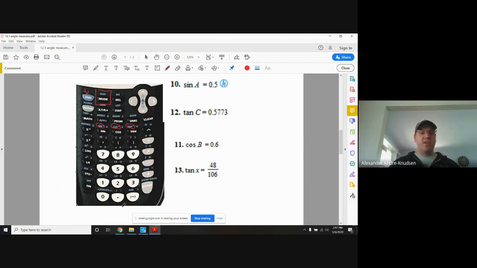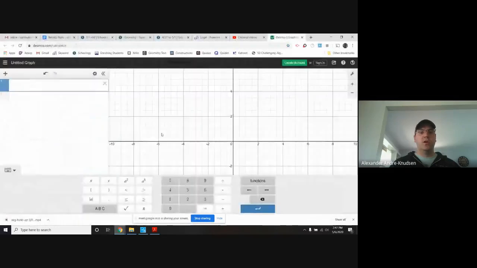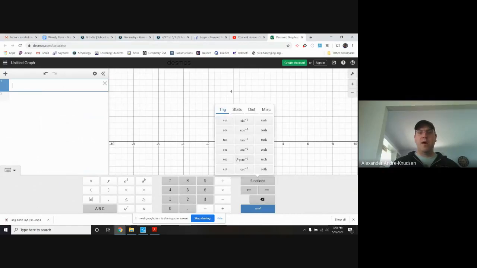If you do not have a graphing calculator at home, you could use Desmos. So on the Desmos graphing calculator, you click the functions here, and they all pop up. There's sine, cosine, tangent, and these other trig functions that we don't talk about in geometry this year, or at least not right now. I don't think we do. And then the inverse right next to it.